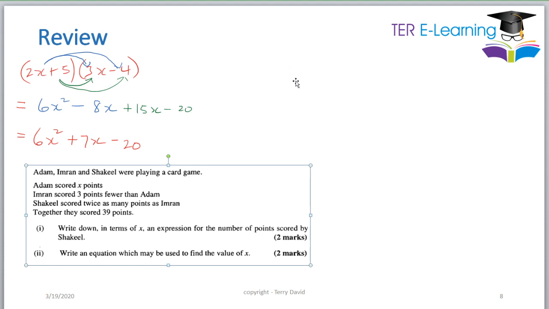So this is the last part of the question. They said Adam, Imran, and Shakil were playing a card game. Adam scored x points. Imran scored 3 points fewer than Adam. And Shakil scored twice as many points as Imran. Together they scored 39 points. Write down in terms of x an expression for the number of points scored by Shakil.